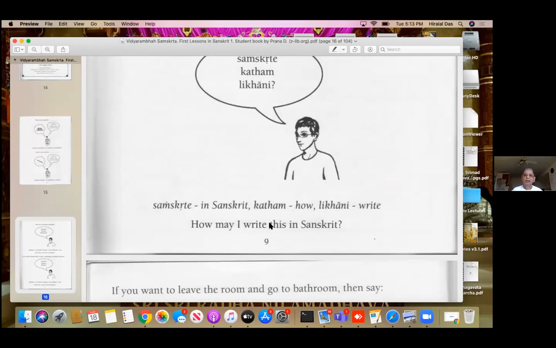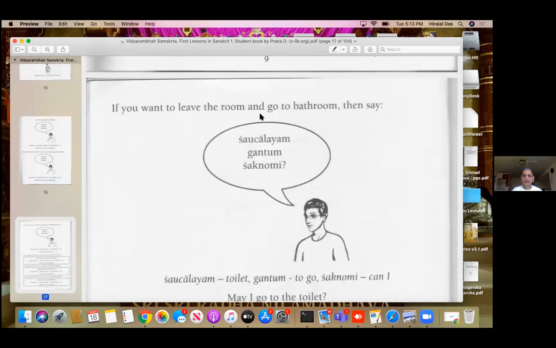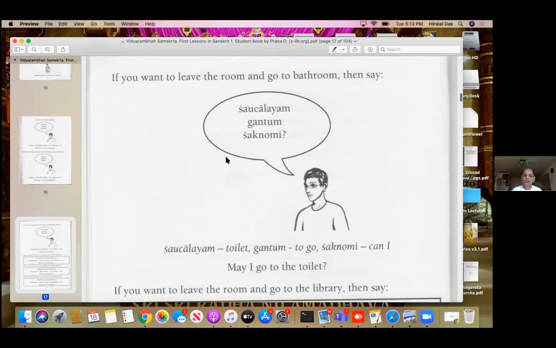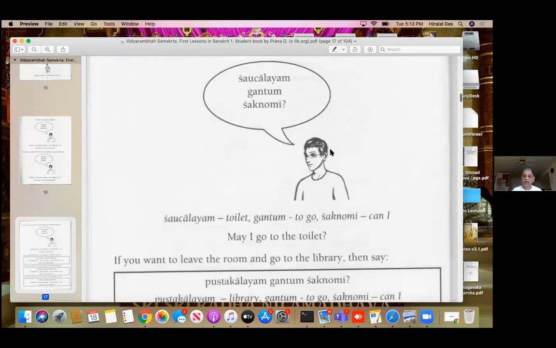How may I say "write" in Sanskrit? So I say Sanskrute katham likhani, like that. Okay. Then if you want to go somewhere, bathroom, office, library, then we'll use this phrase here. Sauchalayam gantum saknomi va. Okay.